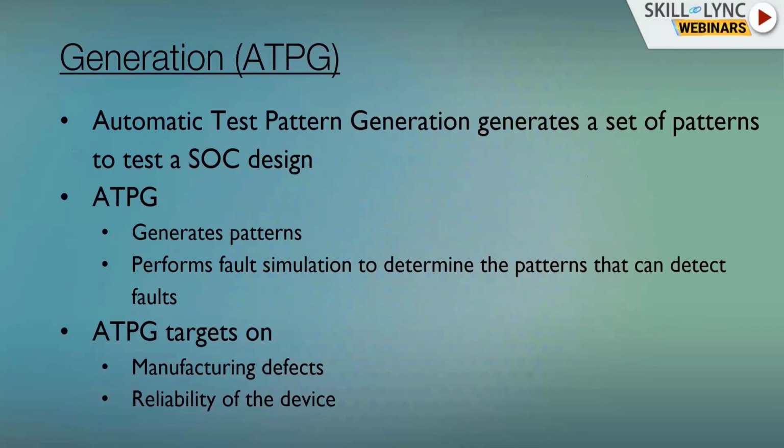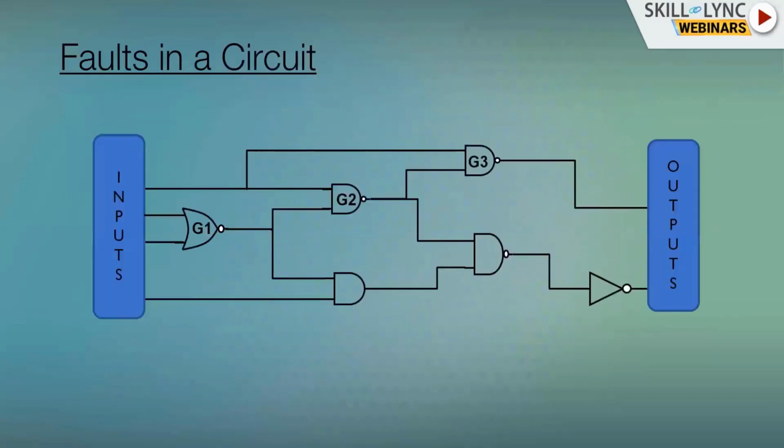that can detect faults. So basically the main intention of ATPG is to target manufacturing defects, which I have earlier shown you in the picture, like there can be some open defects or some issues in the manufactured chip. So the ATPG generates some patterns that can aid us to test these defects. This also targets the reliability of the device. You will understand that in detail in the coming slide.